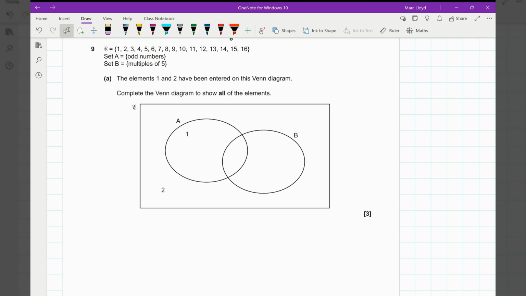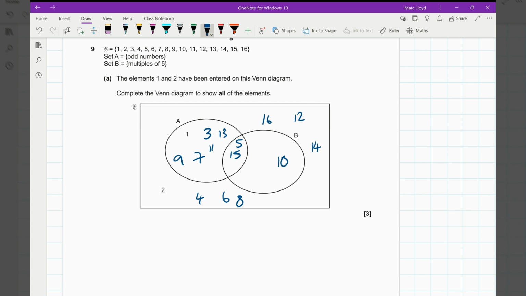So starting off with 1 and 2, they've been done. 3 is odd. 4 is neither odd nor a multiple of 5, but 5 will go in there. 6, 7, 8, 9, 10 will come into here. 11, 12, 13, 14, 15 into the middle, and then 16. So we've got quite a few elements on the outside.